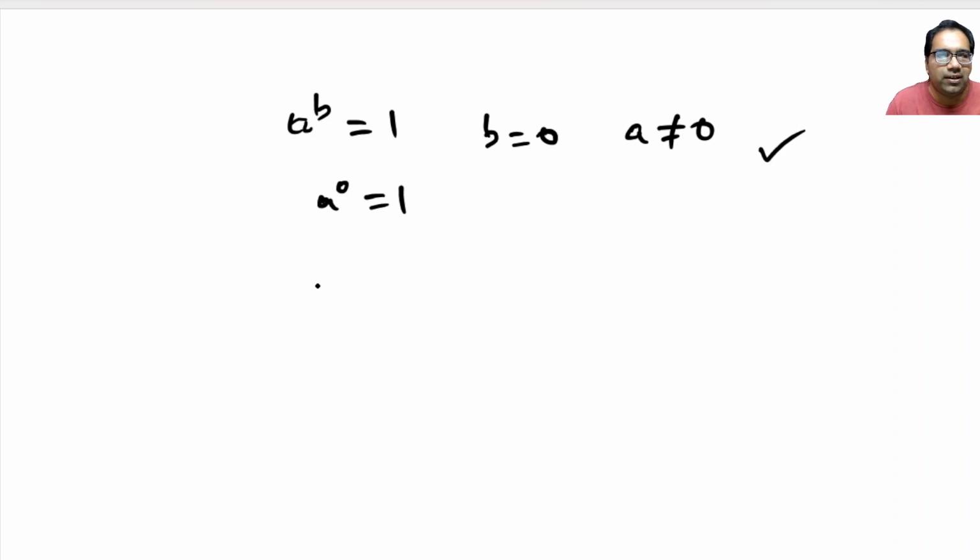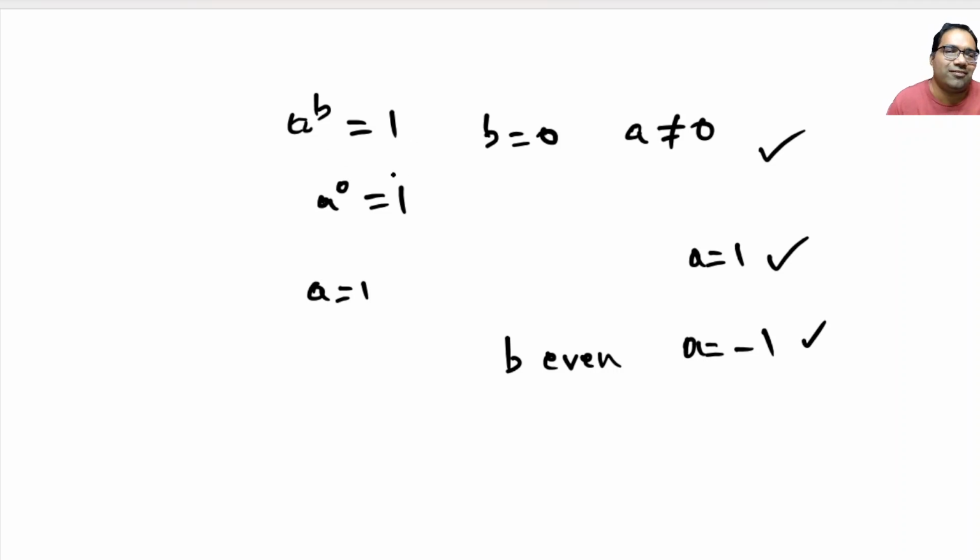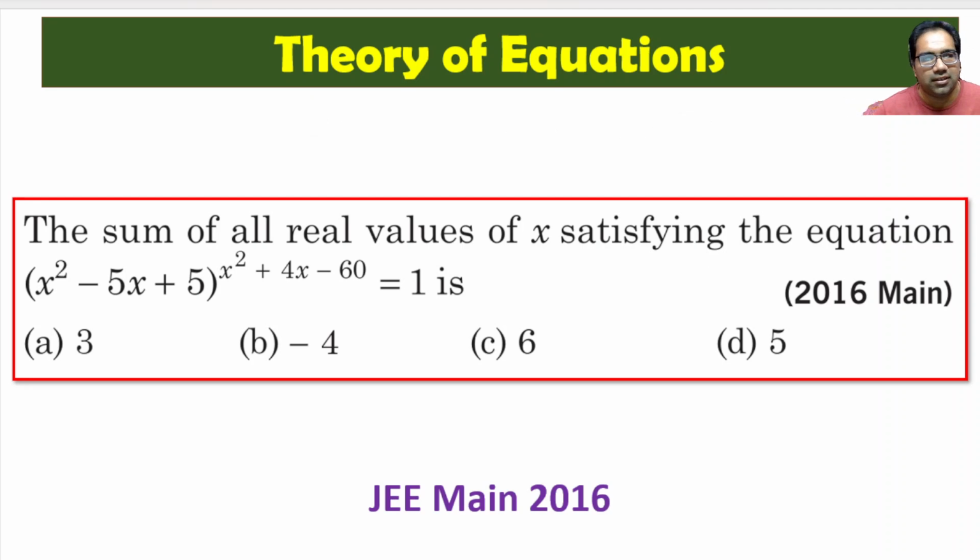What is another case? When a is equal to 1, it doesn't matter whatever b is. 1 raised to power whatever is always 1. And when a equals minus 1 and b is even, then also a power b is equal to 1. So when b is 0, it doesn't matter as long as a is not equal to 0. That is one case. When a is 1, it doesn't matter what b is. And when a is minus 1, if b is even, then also it is equal to 1.